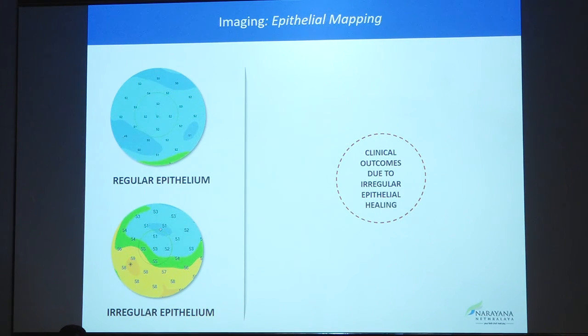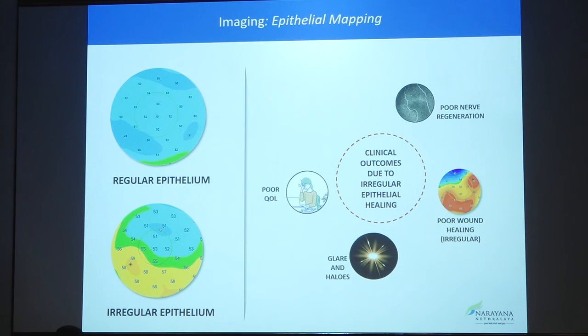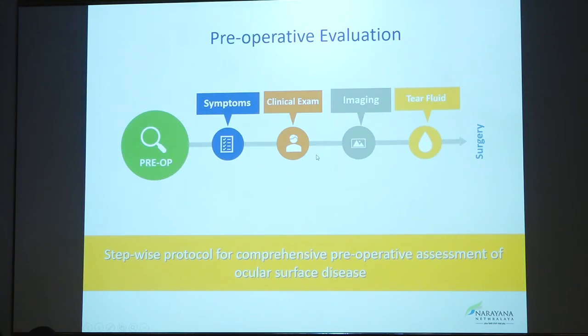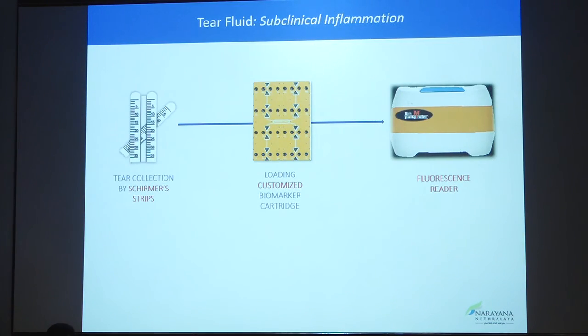For example, an epithelium which is more regular is an indirect surrogate marker of a healthy ocular surface. An epithelium like this, which has multiple changes, is a surrogate marker of a hidden poor ocular surface. And what does it imply? When you proceed with any of the surgeries, there is poor nerve healing, poor optics, bad quality of vision, and all these factors have a huge impact on the outcome.